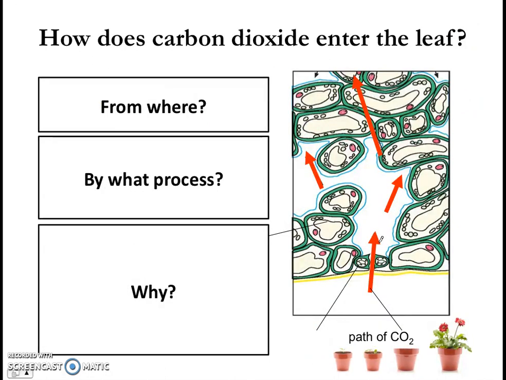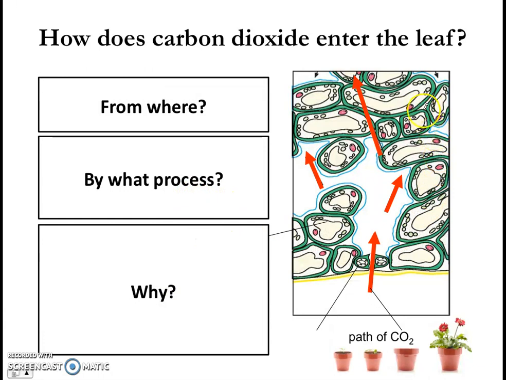Now let's consider how carbon dioxide enters the leaf. Again, the same three questions. Where does carbon dioxide enter from? By what process? And what drives this process? What causes this process? Why does it occur?